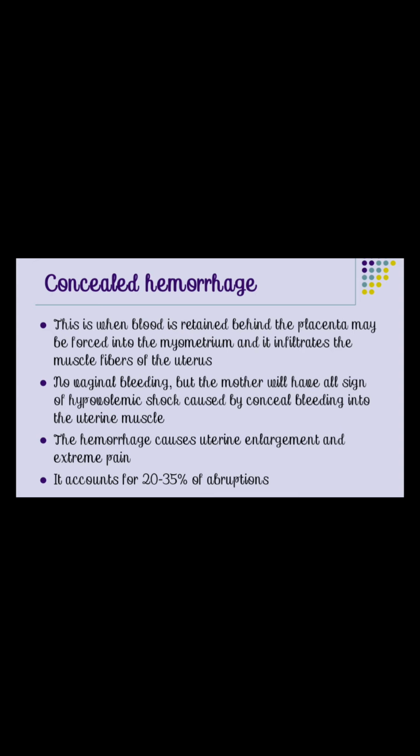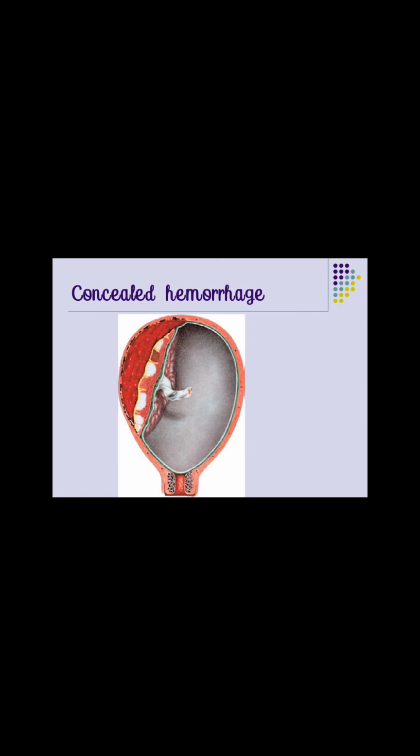Utaona uterus inaenlarge kwa sababu zile clots zimebaki ndani. Kwa hiyo zile clots, yaani concealed clots hizo zinazidi kuenlarge the uterus, na mama atajisikia pain. And pain is more if hizo clots zimeshakuwa infected, zimeshakuwa septic, maumivu yanakuwa makubwa. It accounts for about 20 to 35 percent of abruptions. Kati ya akina mama wenye ujauzito, asilimia 20 hadi 35 wanaweza kupata hiyo concealed hemorrhage.